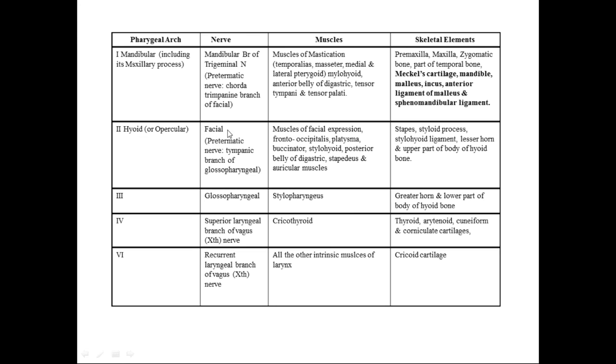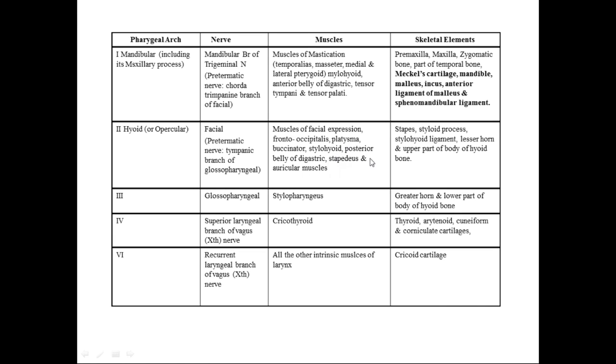Second arch is hyoid arch. Second arch has its nerve, that is facial nerve, which has its pretrematic branch, tympanic branch of glossopharyngeal nerve. Second arch will be supplying, remember, 2F, 2P. 2F, one is facial muscle, second is fronto-occipitalis. 2P is platysma and posterior belly of digastric.